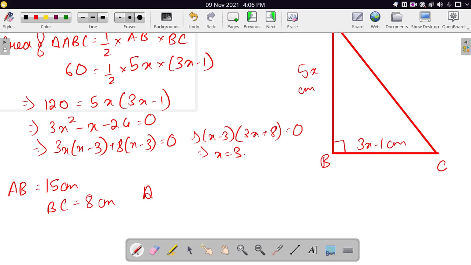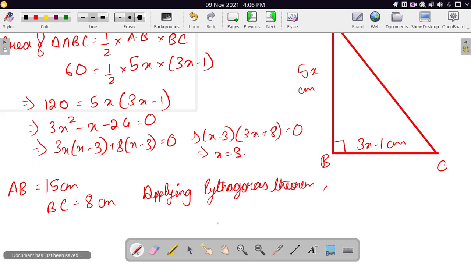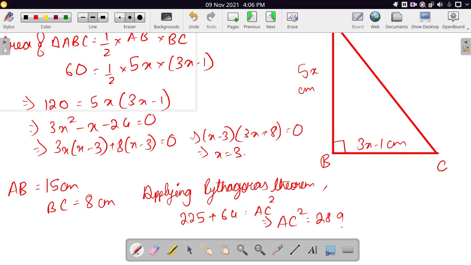Now applying the theorem: whenever you are applying any theorem, you need to state that theorem. That is very important. Just write the name of the theorem and then apply the formula. That is more than enough. So 15 square plus 8 square is equal to AC square. 15 square is 225, 8 square is 64, so AC square is equal to 289. So AC is equal to 17 centimeter.